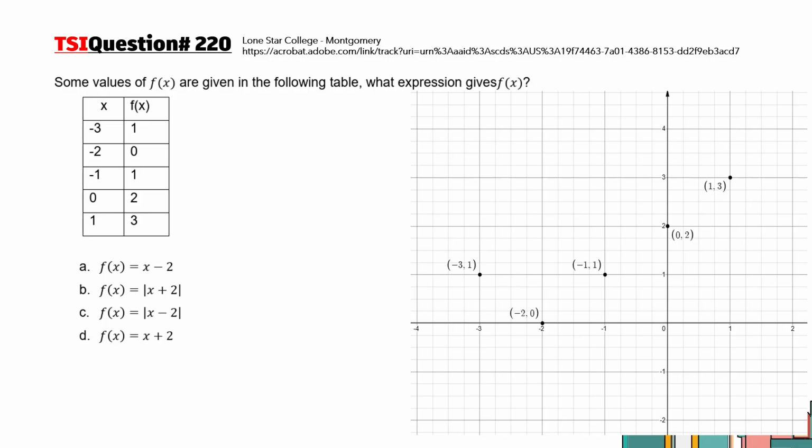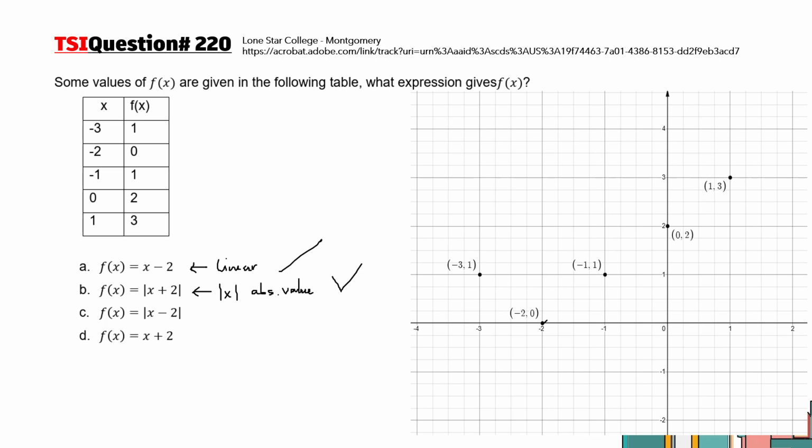So, first of all, we know that these are linear equations or functions, so the graph will look like this. This type is the absolute value, so it will have the V shape. So if we plot those points on the graph, it's going to look like this.